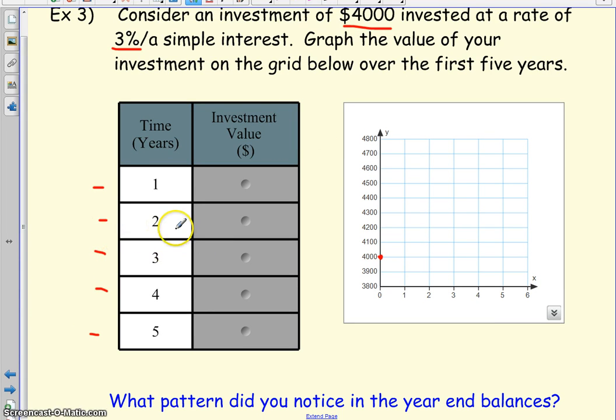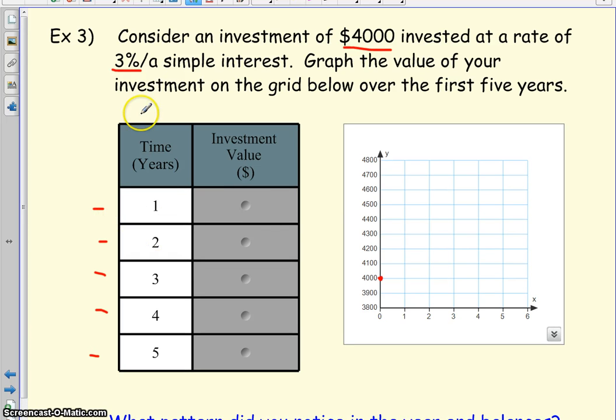So let's do the first one together. In the case where the time is 1, the interest is going to be principal times rate times time. So again, our principal is 4,000. Our rate is 0.03.